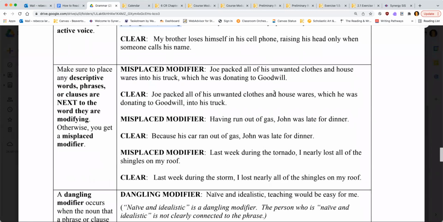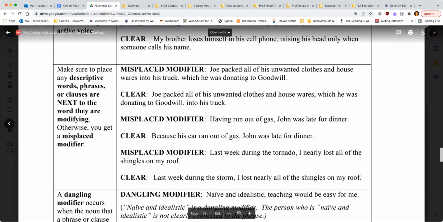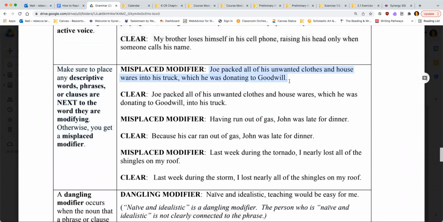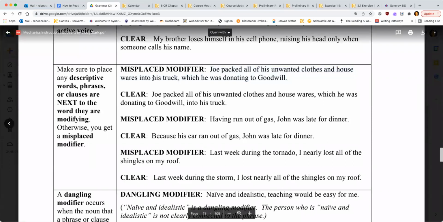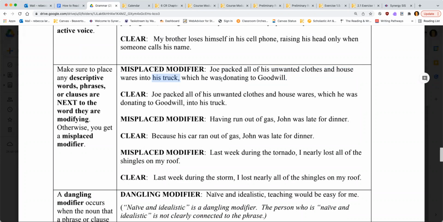The misplaced modifier is similar. We want to make sure to have all of our descriptive words, phrases, or clauses next to the word that they are modifying. Otherwise, you get a misplaced modifier. For example, Joe packed all of his unwanted clothes and housewares into his truck, which he was donating to Goodwill. So apparently he donated his truck to Goodwill. That's what that sentence actually says.